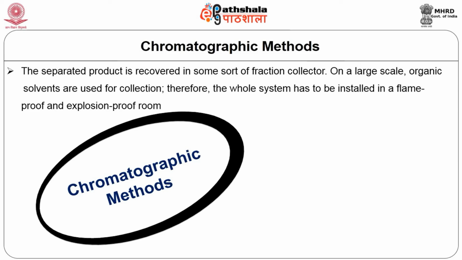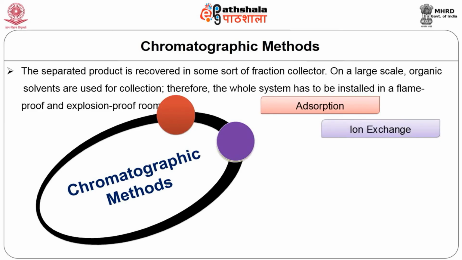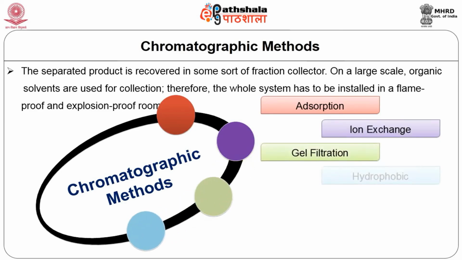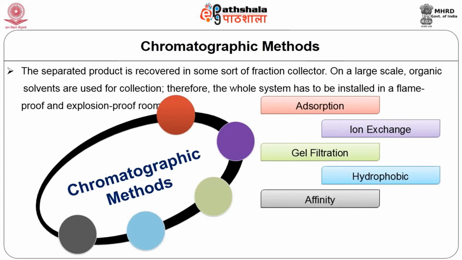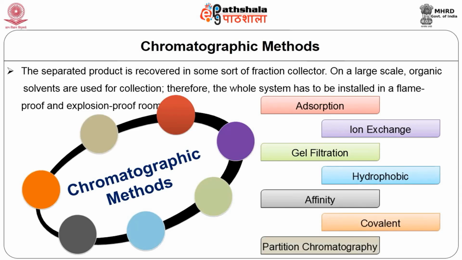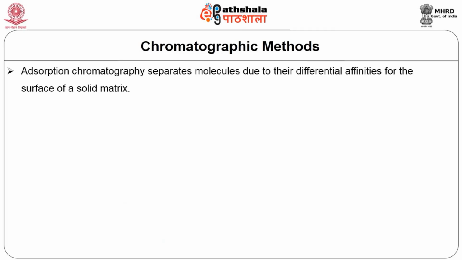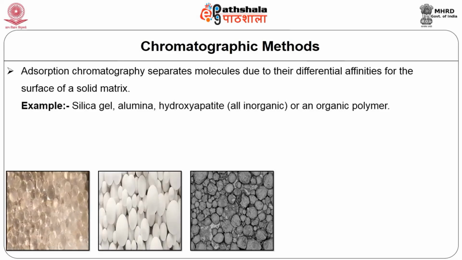The different chromatographic procedures are as follows: adsorption, ion exchange, gel filtration, hydrophobic, affinity, covalent, and partition chromatography. Adsorption chromatography separates molecules due to their differential affinities for the surface of a solid matrix. Example, silica gel, alumina, hydroxyapatite, or an organic polymer.